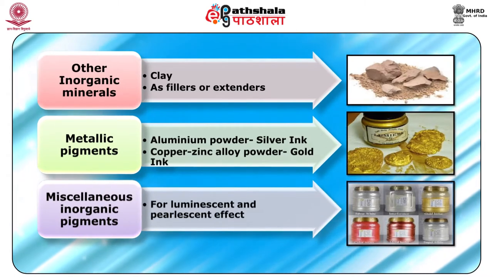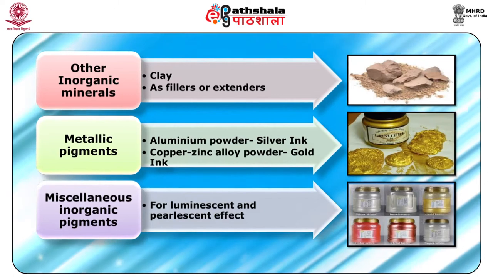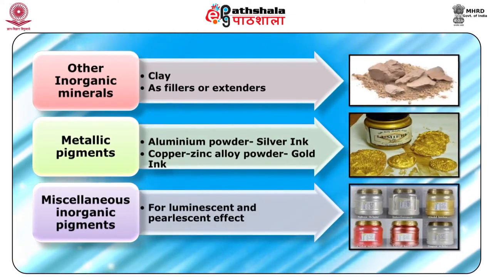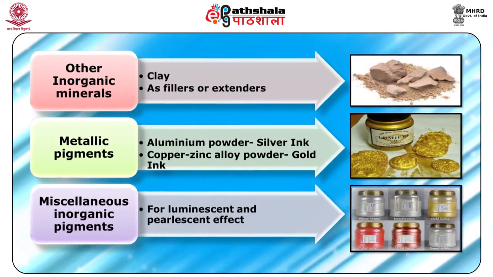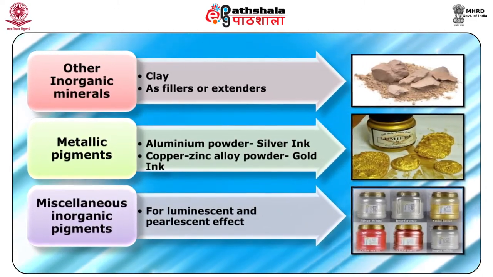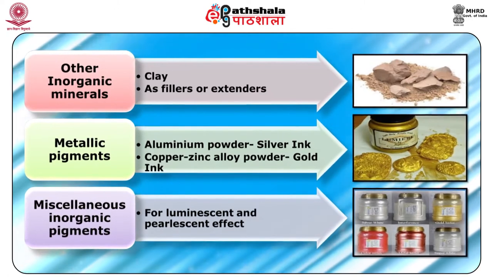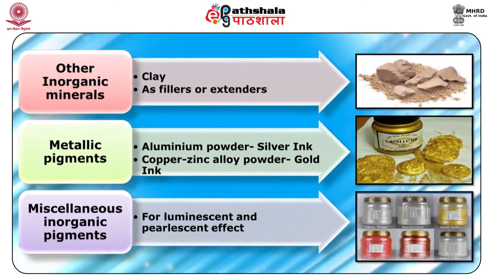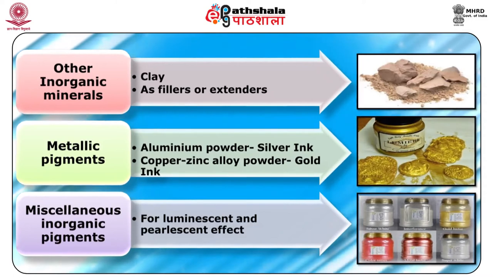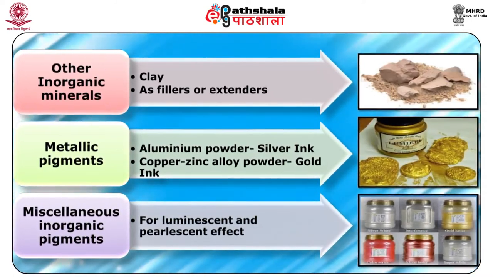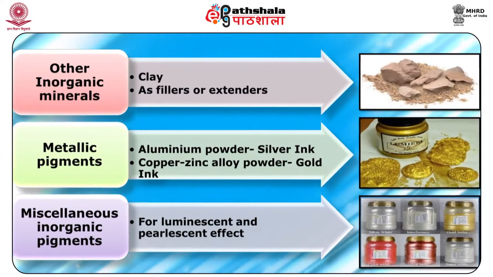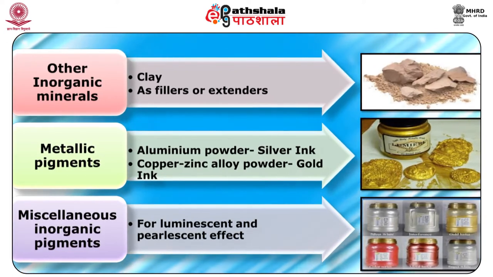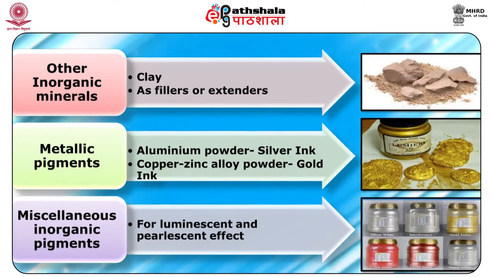Other inorganic materials such as clays serve as fillers or extenders, which primarily reduce the cost of pigments, though some also improve ink properties. Metallic pigments like aluminium powder and copper zinc alloy powder, which is also known as gold bronze, are used in novel silver and gold inks. Miscellaneous inorganic pigments provide luminescent and pearlescent effects.